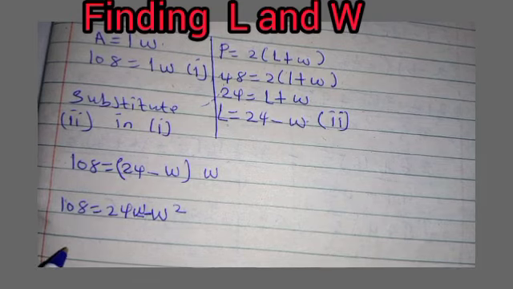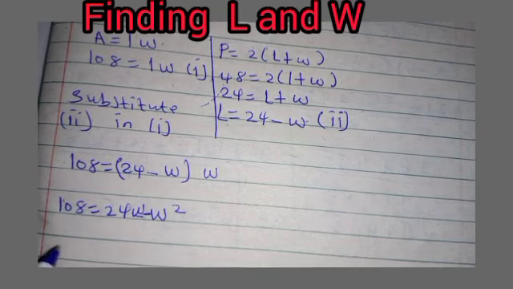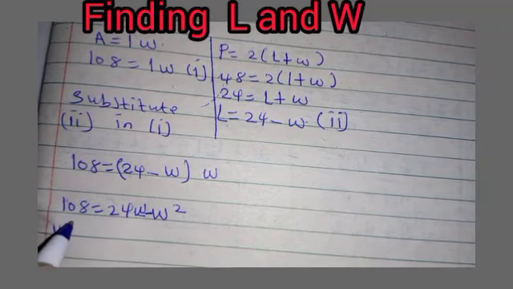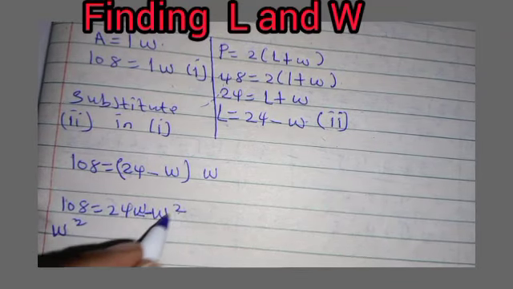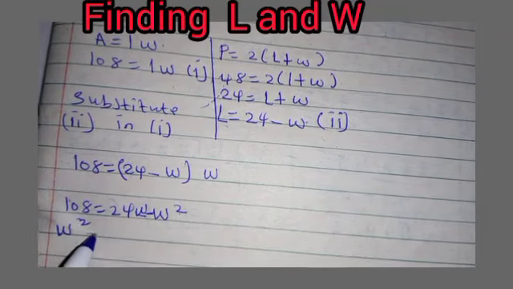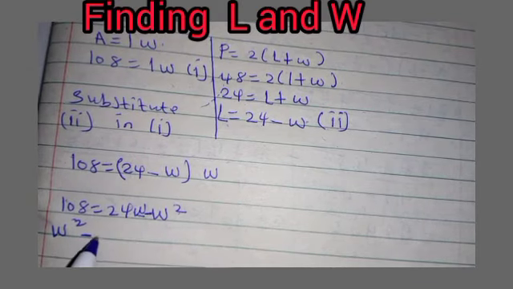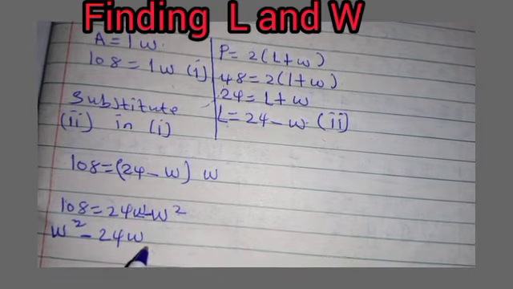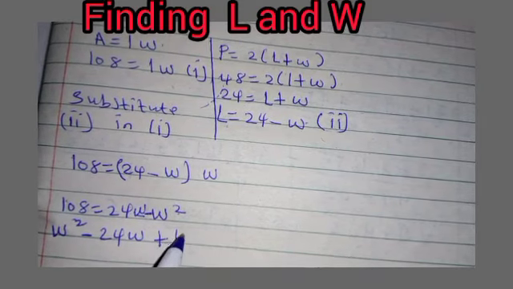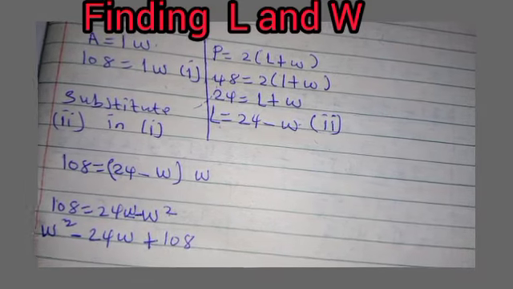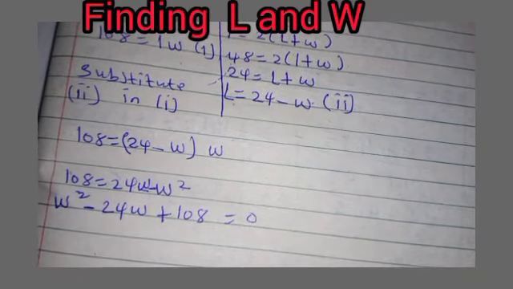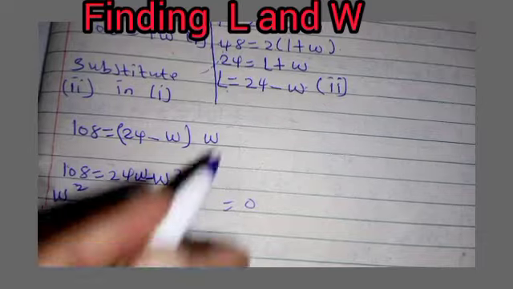So this can be written as, we bring W this side, it can be written as W squared. Bring negative 24W this side, it will give you W squared minus 24W plus 108. This side now you'll be left with 0. Now this is a quadratic equation.